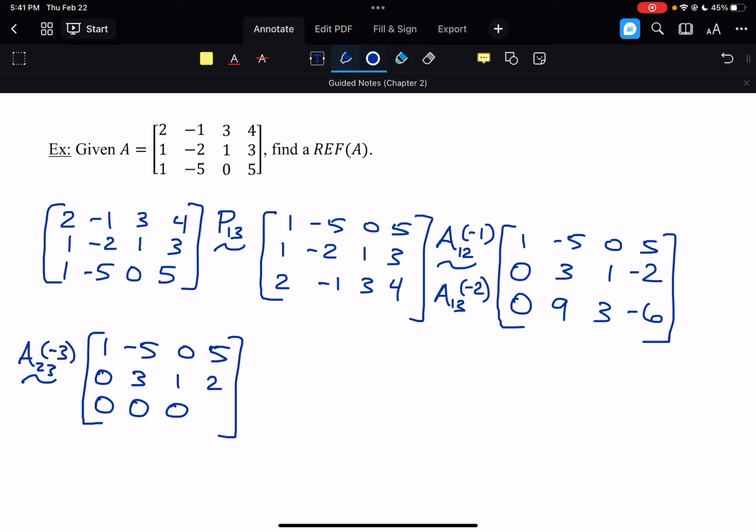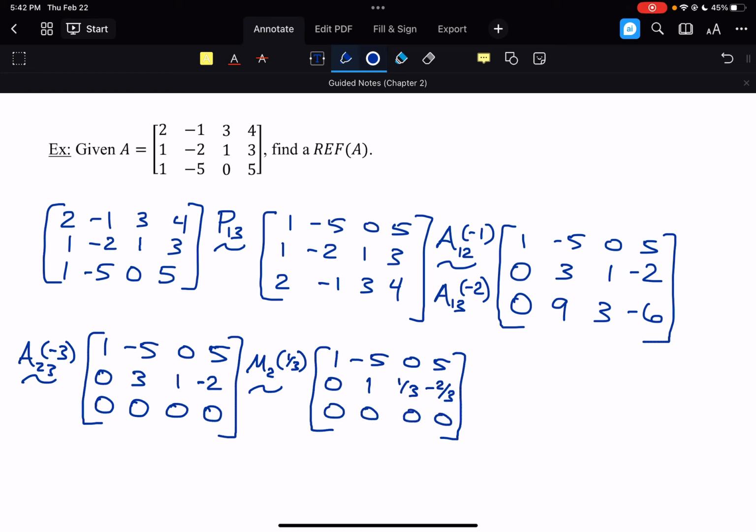And 2 times -3 is -6, plus 6 is 0. So we ended up turning this entire last row into all zeros, right? Because this row is actually a multiple of this one. And from here now, this needs to be a pivot. So we're going to multiply the second row by 1/3. So we get 1, -5, 0, 5, 0, 1, 1/3, -2/3, 0, 0, 0, 0.